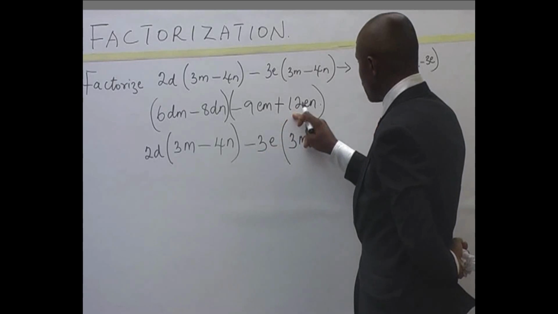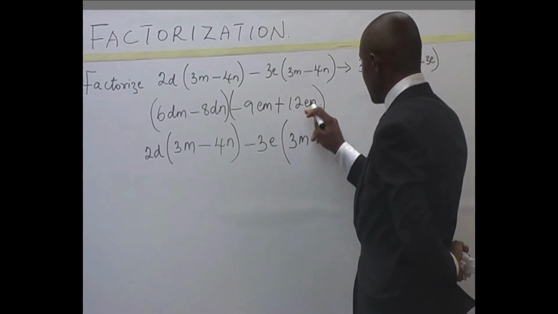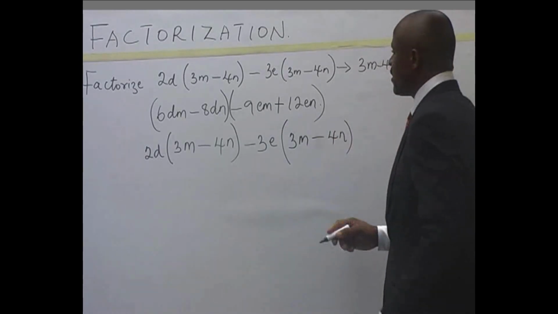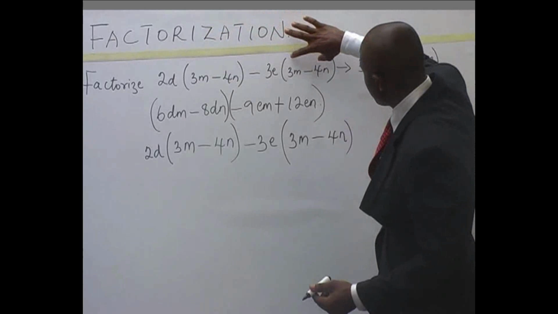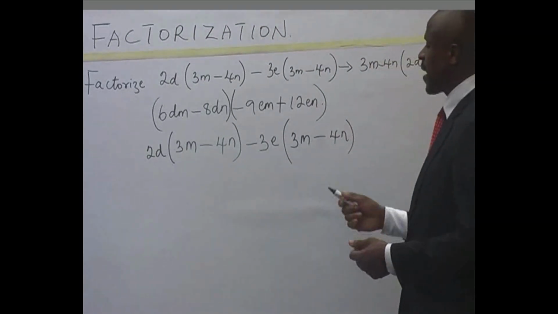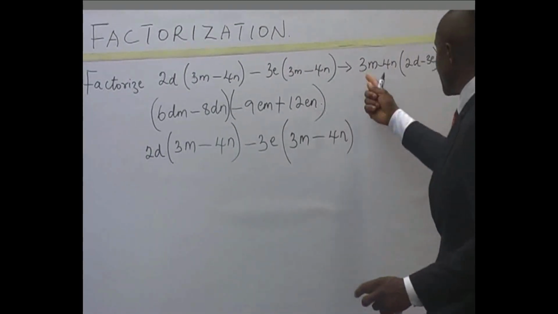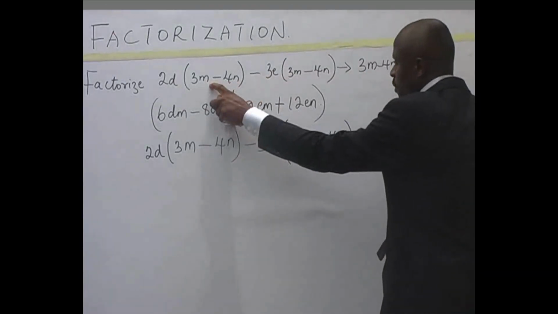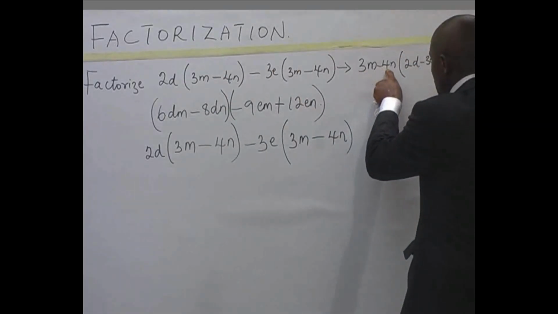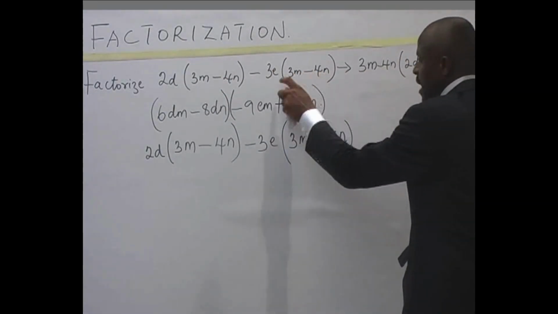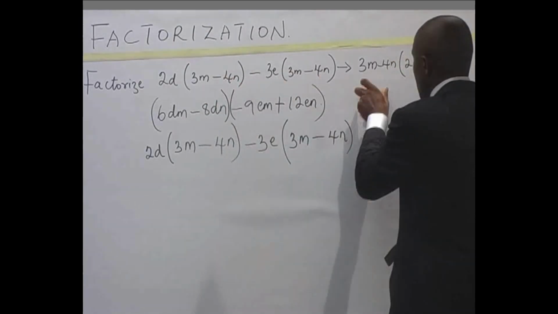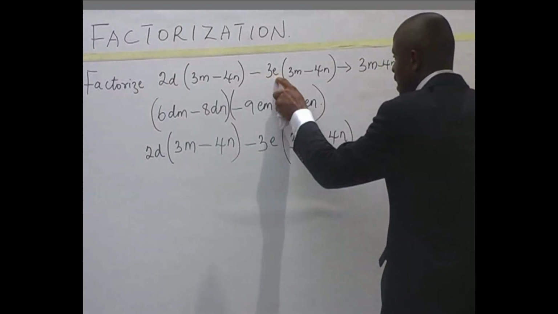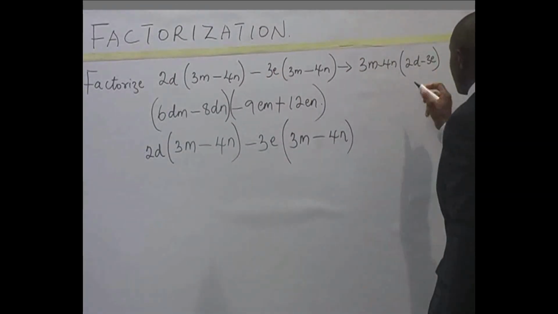Now 3 divides 12 is 4. E divides EN. E will cancel E and we are left with N. You can see that you have gone back to what you have originally. That means the factorization of this simply is what we did here initially. Bring out what you have inside the bracket, which is common: 3m minus 4n, that you have here, and also 3m minus 4n that you have here. Bring it out and bring what you have outside the bracket, 2d minus 3e, inside the bracket. That is the factorization.